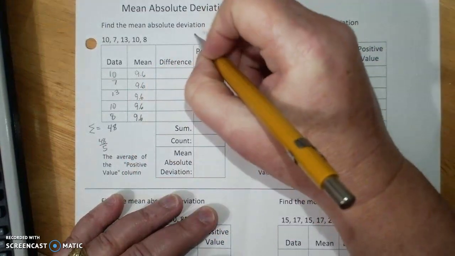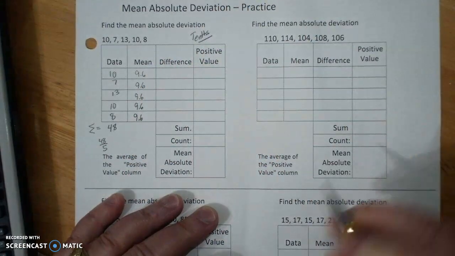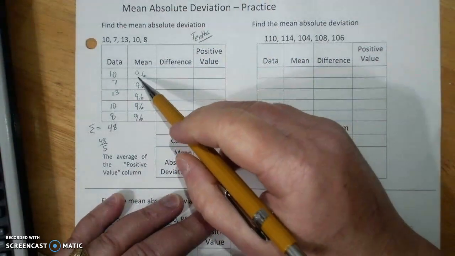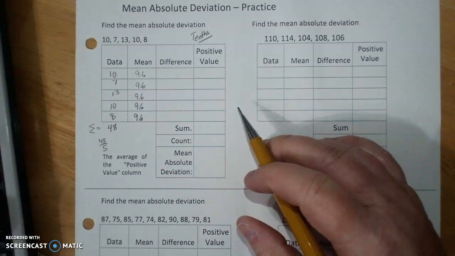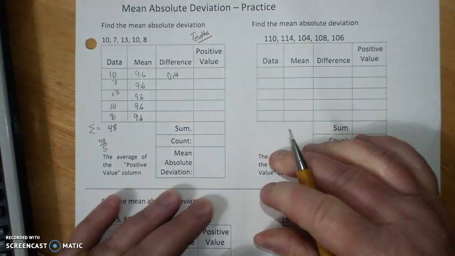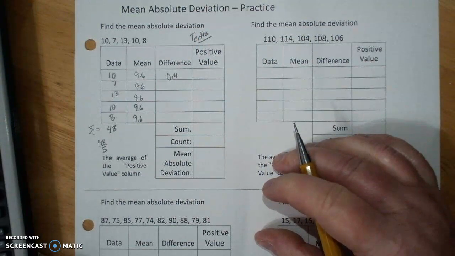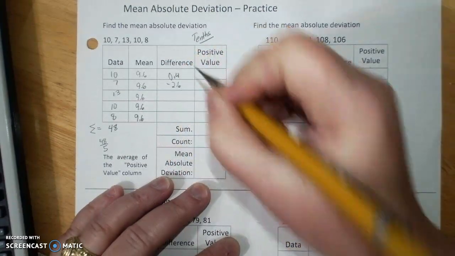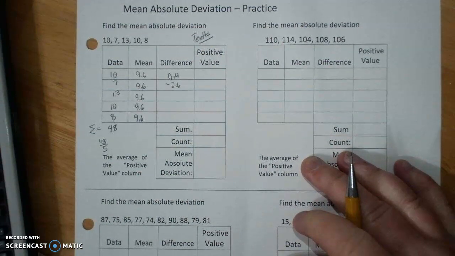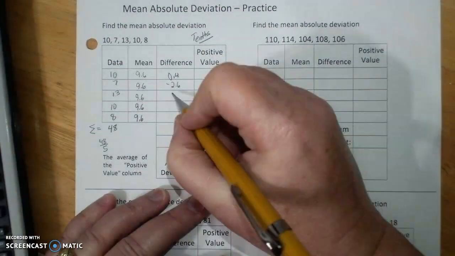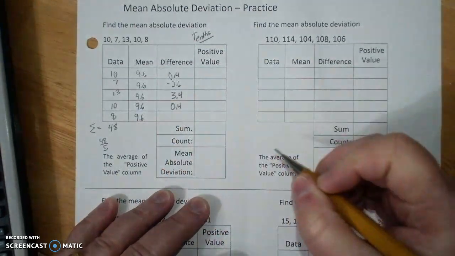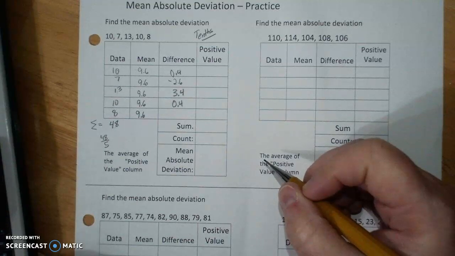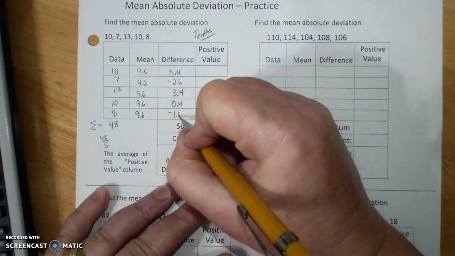Okay? And we're going to do this to tenths. From now on, we do everything to tenths. So then we're going to find the difference: data minus mean is the difference. So I'm going to go 10 minus 9.6, and this is 0.4. 7 minus 9.6, and I get negative 2.6. And then I do 13 minus 9.6, and I get 3.4. And I do 10 minus 9.6, which I've already done, but I do it again. And then I do 8 minus 9.6, and I get negative 1.6.